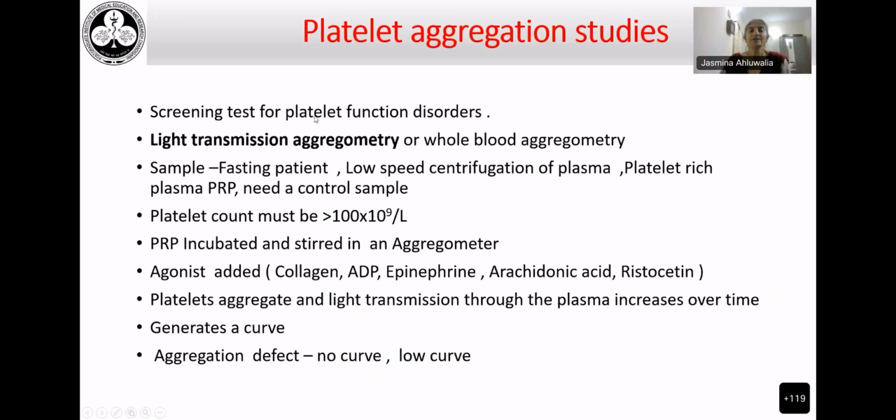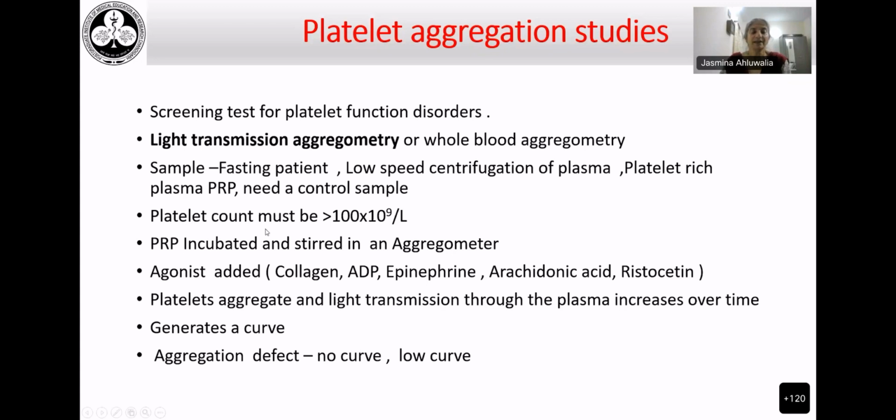If the platelet count is normal, yet the patients are bleeding, then we need to screen for a platelet function defect. And this is done by light transmission aggregometry or whole blood aggregometry. Here we take a sample which is rich in platelets. For other clotting factor tests, we need to remove the phospholipids, so we take a platelet-poor sample. But here we are looking at the work of the platelet, so we use a platelet-rich sample. This is achieved by centrifuging the plasma at low speed. The patient should be fasting because it's a light transmission test, so anything which makes the sample turbid will affect the result of the test.